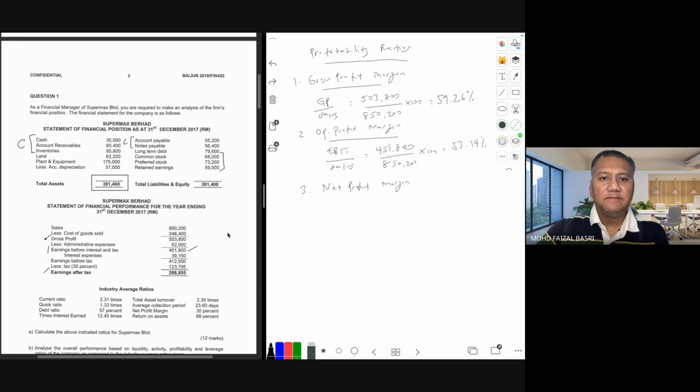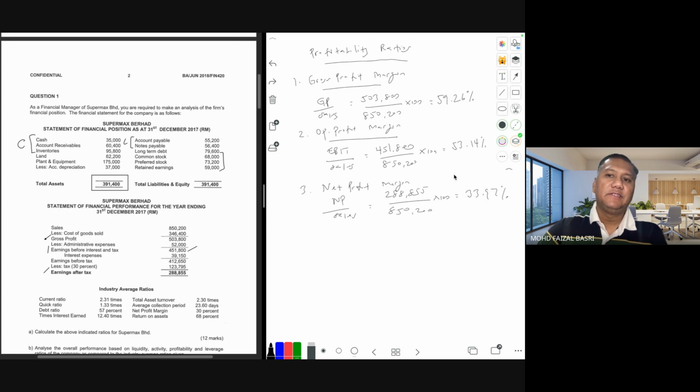Okay, net profit adalah earning after tax. Okay, net profit bagi sales. Okay, net profit dia 288,855 divided by 850,200 times 100 to get it in percentage. It's about 33.97%, almost 34%. See the declining of rates daripada 59 to 53 to 33.